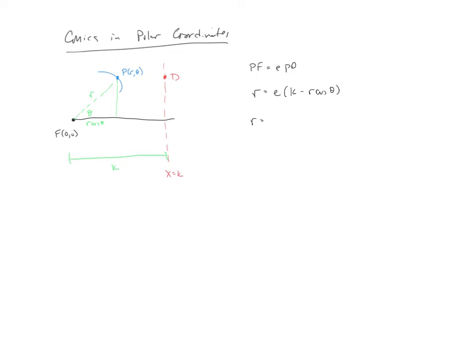Now, there's nothing special to what's coming next. I'm just going to do a little bit of algebra. I'll distribute that and get an EK minus ER cosine theta. I'll move the cosine term to the other side. So R plus ER cosine theta equals EK. I'll factor out the R and divide off the rest. So R equals EK over 1 plus E cosine theta.